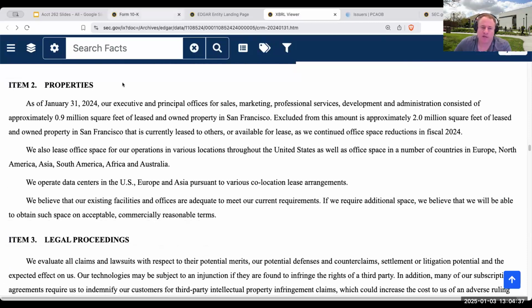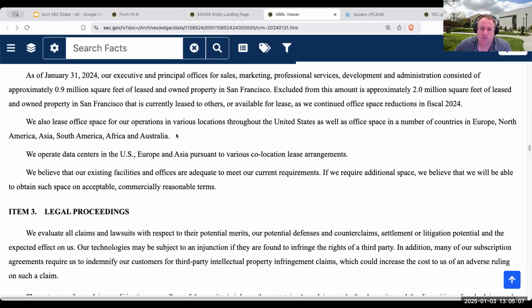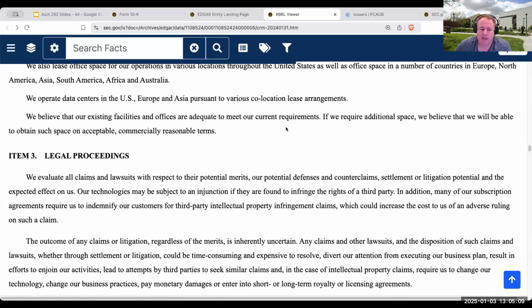So the next item over here, and again, this is going to be something that as an accountant, you're not going to have to do, but you're obviously going to need to be aware of it. As an auditor, you want to basically make sure that the representations being made there make sense. So as of January 31st, our principal offices consist of approximately 900,000 square feet in San Francisco, and then basically lease to others. We lease other properties in the United States.